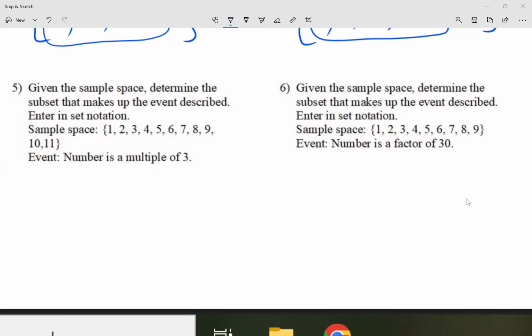Okay, for today, given a sample space, we're going to be able to choose a subset. A subset is basically a part or a group of the sample space. We might include the whole sample space or we might include less of the sample space.